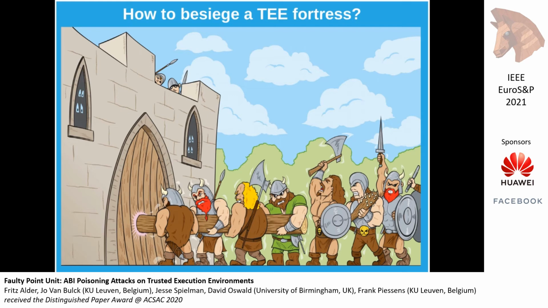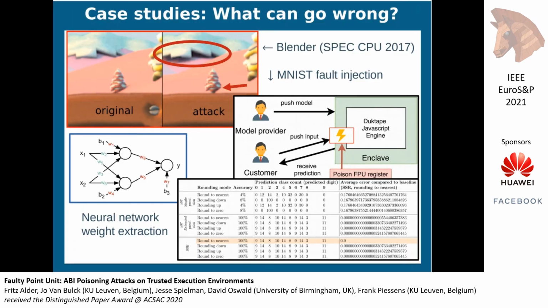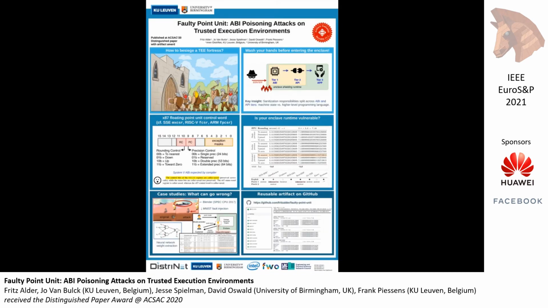And since you're all security researchers, the real question is, how do you attack a fortress? History tells us the easiest is to aim for the gate, right? So that's what we did. We attacked enclaves through the I/O interface using only floating point instructions. We show that this attack works on a variety of runtimes, including for Intel SGX and more recently also RISC-V Keystone for a variety of applications, including neural network processing and rendering. Sounds cool? Come talk to us to learn more.